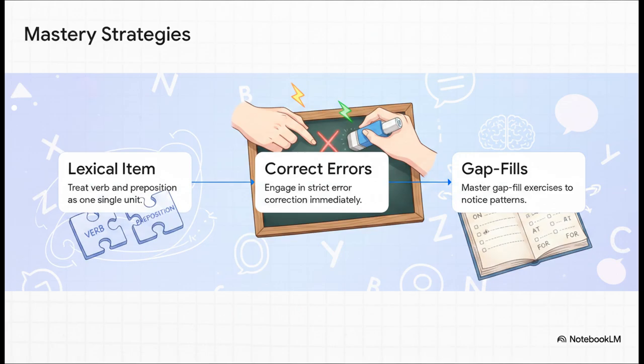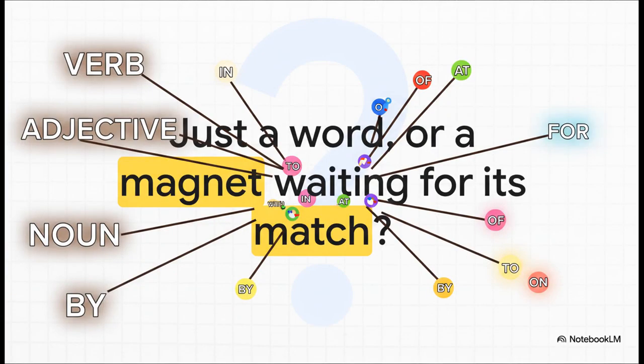Strategy 2, strict error correction. If you make a mistake, correct it immediately so the bad habit doesn't set in. And strategy 3, master gap fill exercises. Yes, I know they can feel a bit repetitive, but doing them over and over forces your brain to actively notice these functional words instead of just skipping over them. Rinse and repeat. As we wrap up this explainer, I want to leave you with a final thought to carry into your studies.